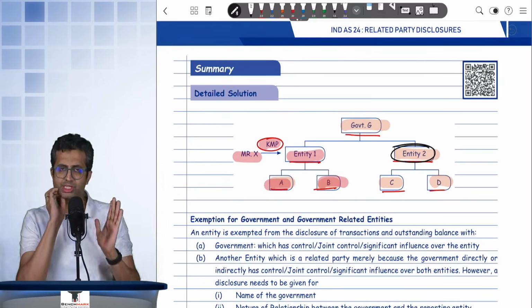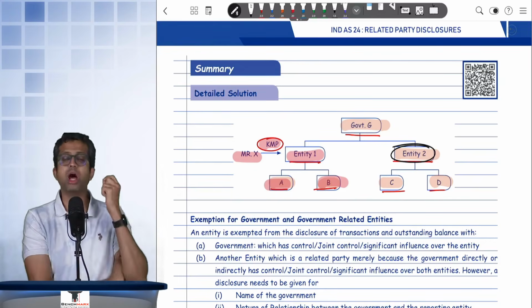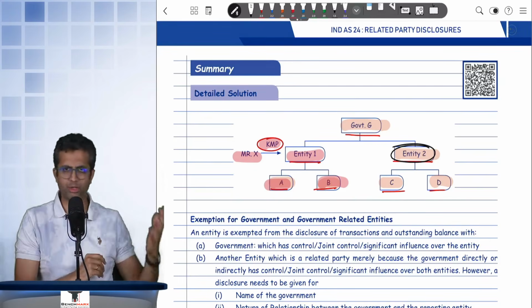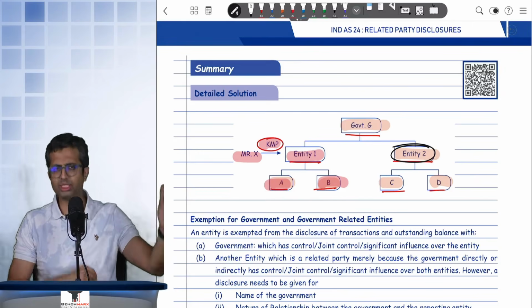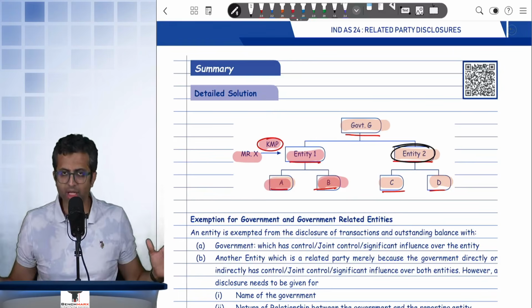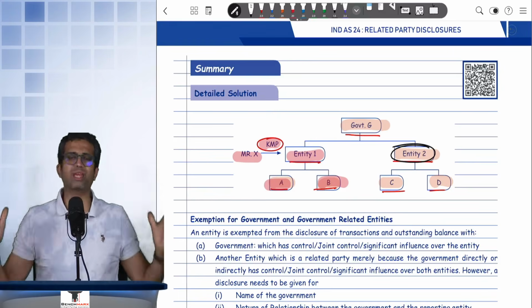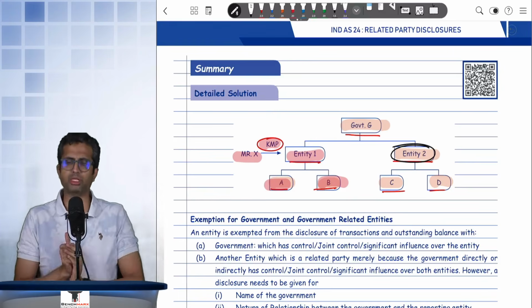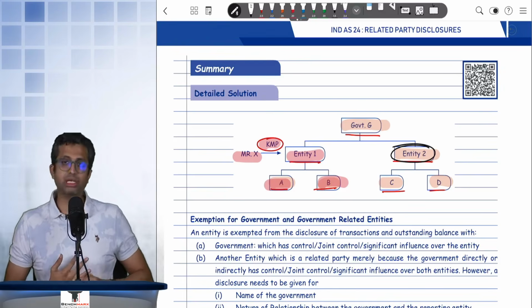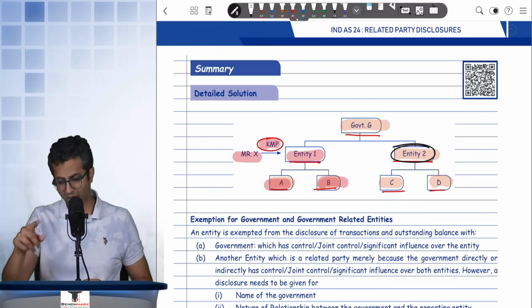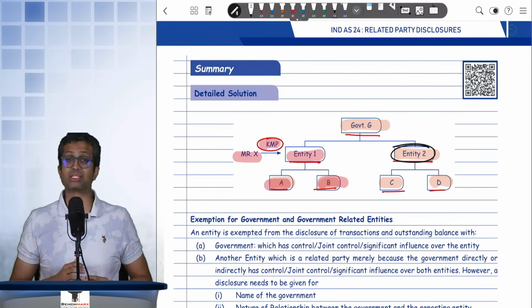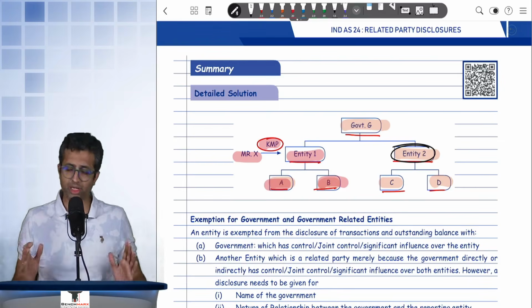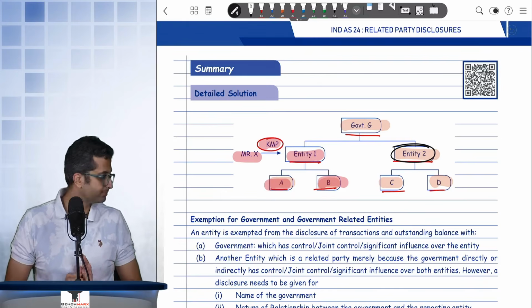So generally we will say that the exemption will be available for related party transactions internally between entity 1, 2, A, B, C, D or the government. All of these transactions will be exempted from disclosure in the related party report. However, any transaction between entity 1 and Mr. X, or A and Mr. X, or B and Mr. X, if any, will not be exempted from the related party report and will require disclosure.